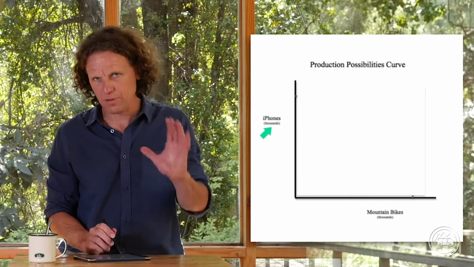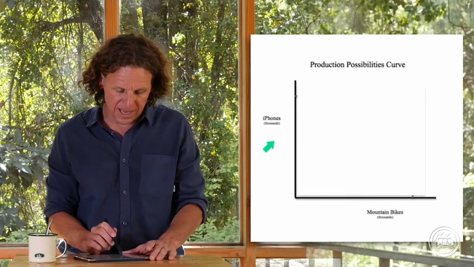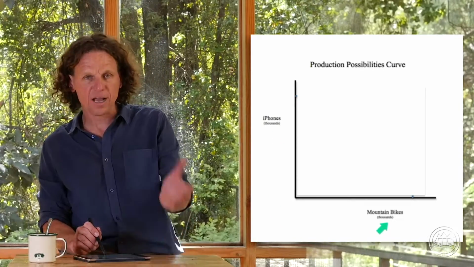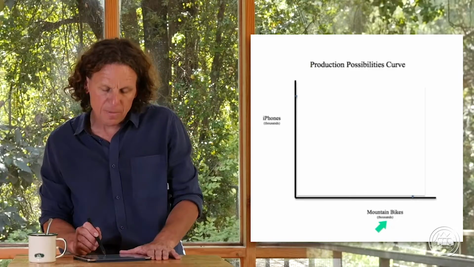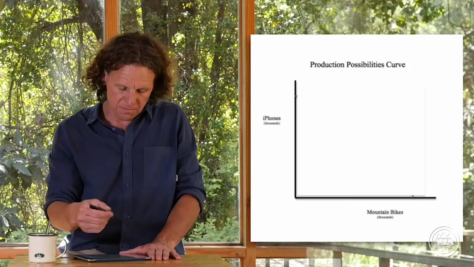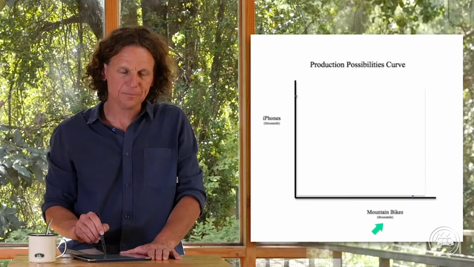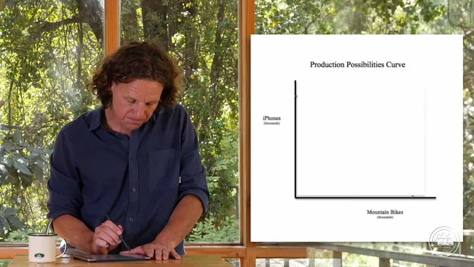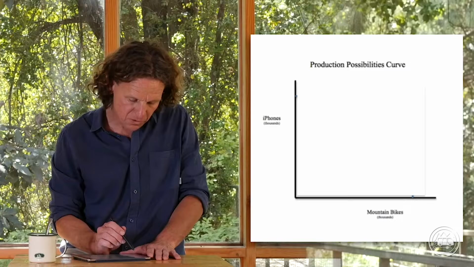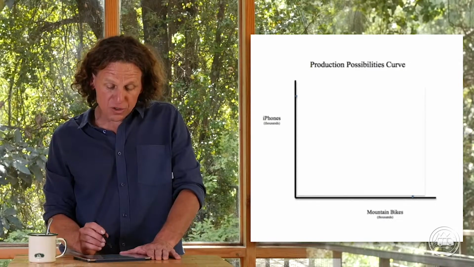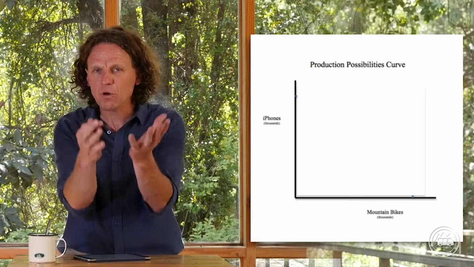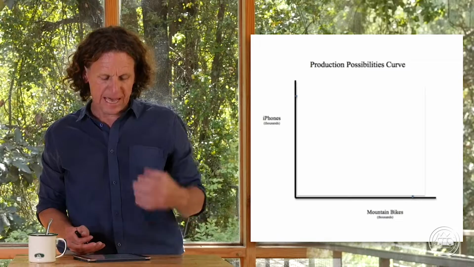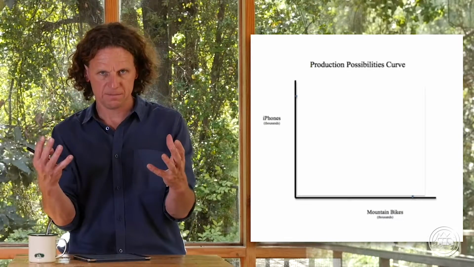So I made up, for my production possibilities curve, iPhones on the vertical axis. And on the horizontal axis, I made up that in our economy, we're talking about our country, we make mountain bikes. So this country that you and I live in makes iPhones and mountain bikes, okay? Next assumption, we're going to assume that there are only 20 people who live in our country, and that all 20 of those people are equally good at making iPhones and making mountain bikes, okay?